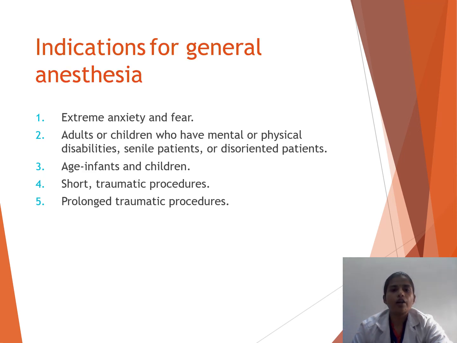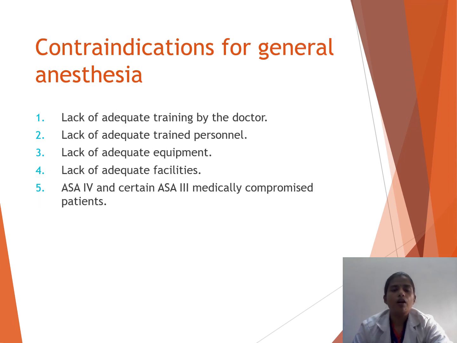Indications for general anesthesia: extreme anxiety and fear, adults or children who have mental or physical disabilities, senile or disoriented patients, age also, infants, children and aged patients, short traumatic procedures, prolonged traumatic procedures. Contraindications of general anesthesia: lack of adequate training by the doctor, lack of adequately trained personnel, lack of adequate equipment, lack of adequate facilities, ASA 4 and certain ASA 3 medically compromised patients.